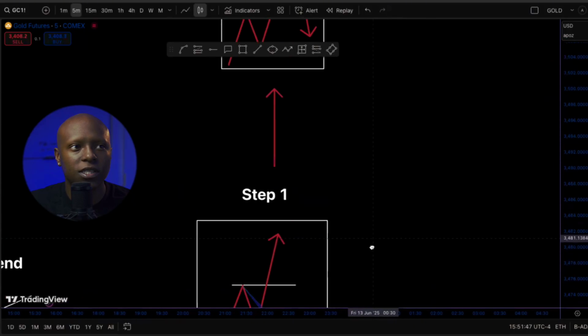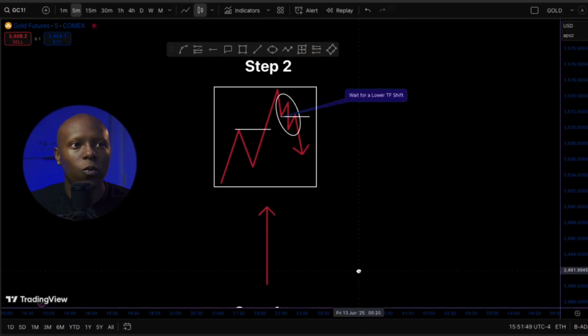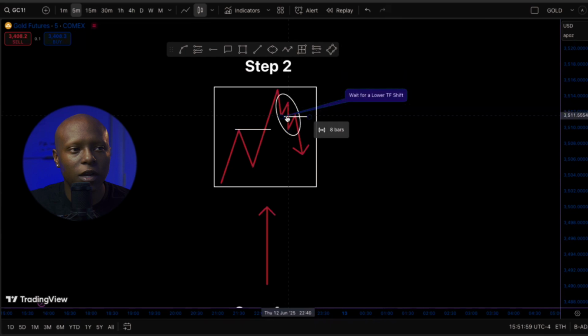Now, what do we want to see happen next? We want to wait for our lower time frame shift. So if price is in a bullish market structure, we're creating higher highs and higher lows. We then want to dial down to the smaller time frame and see a smaller time frame shift. That'll be a low getting created, a high, and then a low getting broken for a correction up. And then we want to see obviously a continued move to the downside.